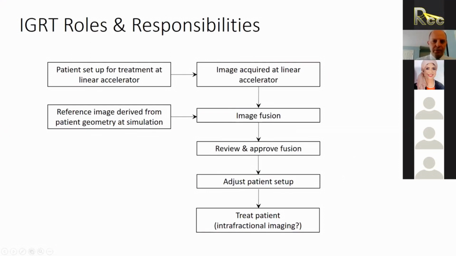Another thing to keep in mind is that there are different roles for different professionals within the department. And so here again, we have this workflow for image guidance. The patient is set up at the treatment linear accelerator, image guidance is acquired at the linear accelerator. We have the reference image that's derived from the patient geometry at simulation. There's an image fusion. The fusion is reviewed and approved. The patient setup is adjusted, and then we treat the patient, and potentially there could be some intrafractional imaging depending on the need, the desire, protocol, and so forth.